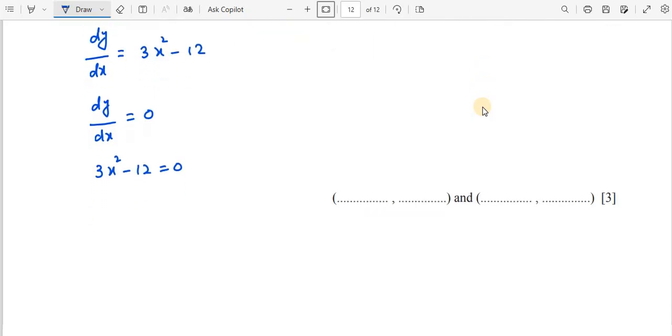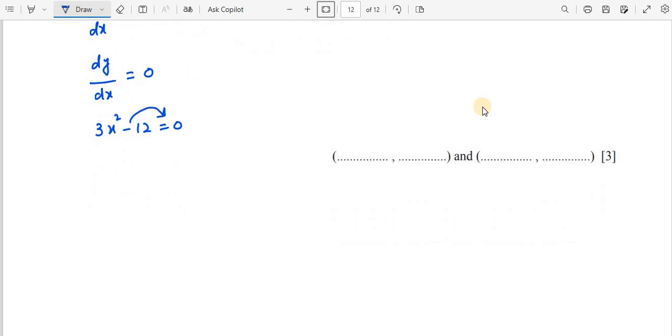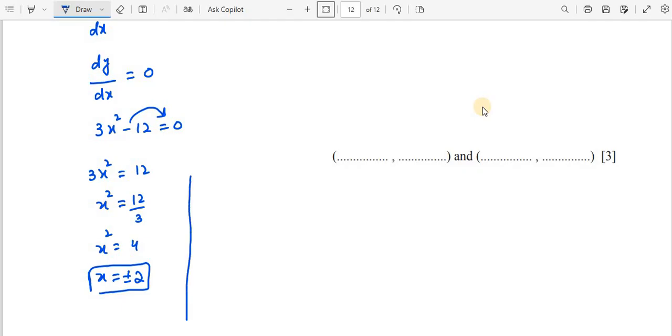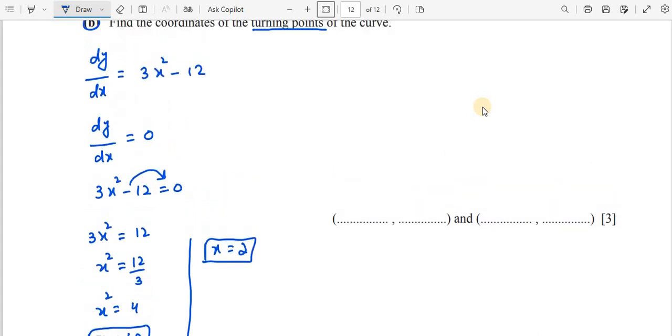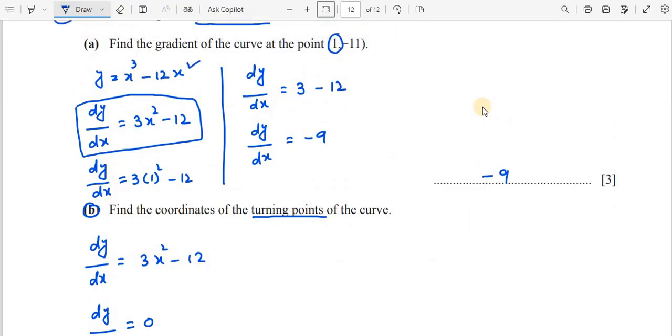To find the values of x, shift minus 12 to this side. 3x square is equal to 12. Divide by 3, x square is equal to 12 by 3. So x square is equal to 4. Taking the square root, x is equal to plus minus 2. This is the value of x. To find the turning point, we take when x is equal to 2. When x is equal to 2, put this x in this equation to find the value of y.